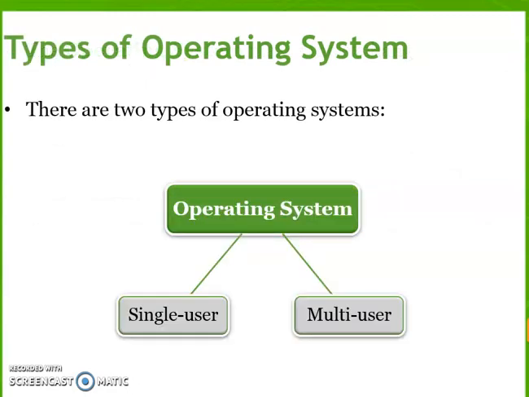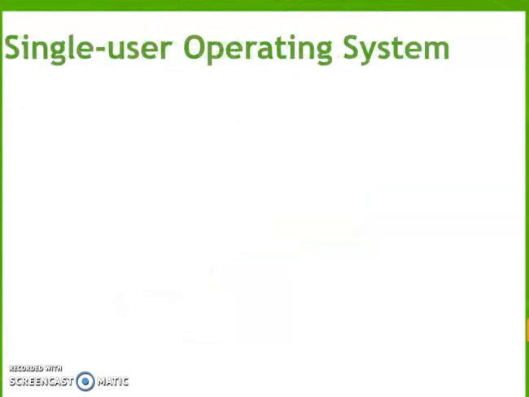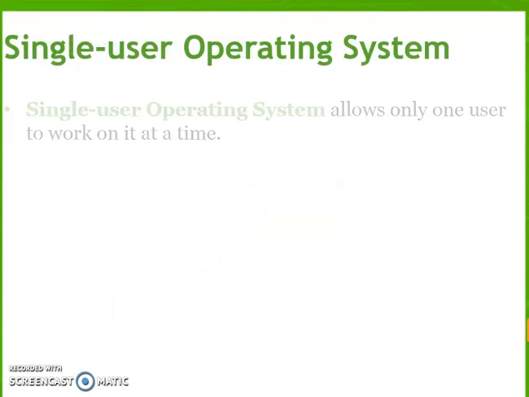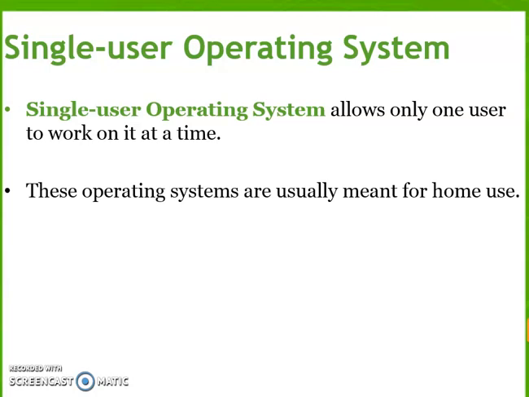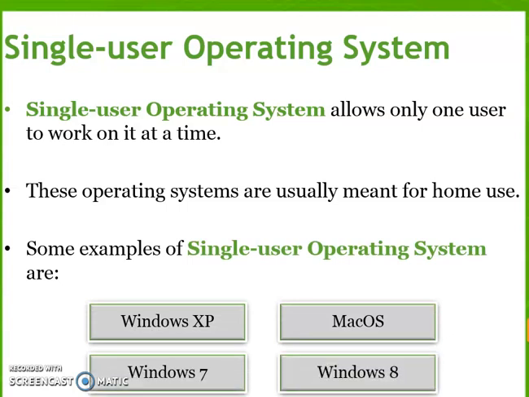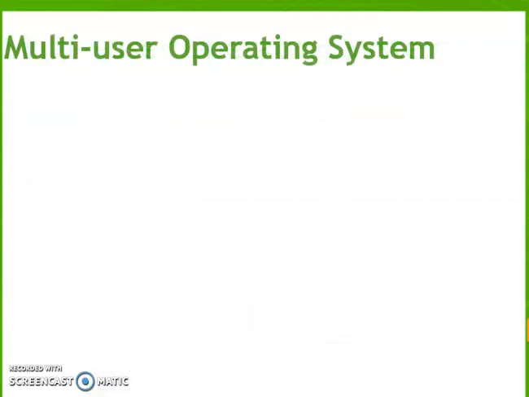Then there are some types of operating system: single user and multi-user. Single user means, as is clear from its name, that only one user can use that operating system at a time. So it allows only one user to work on it at a time. And it is mostly used at homes. On the computers you use at home, mostly Windows 7, Windows 8, Windows XP are used. And the Mac operating system is also used, but some professionals use that Mac operating system.